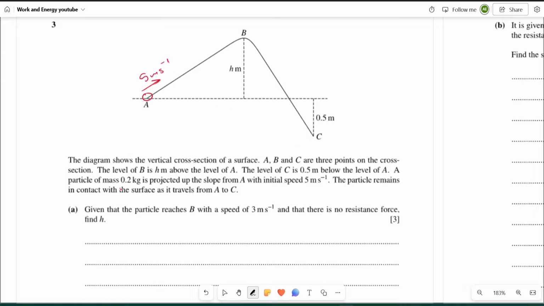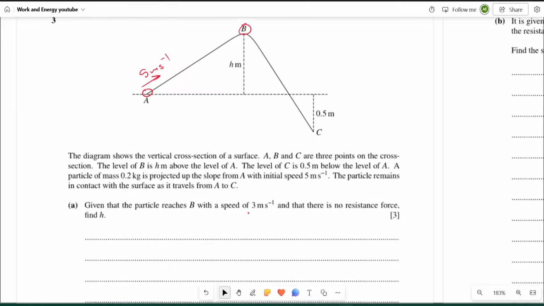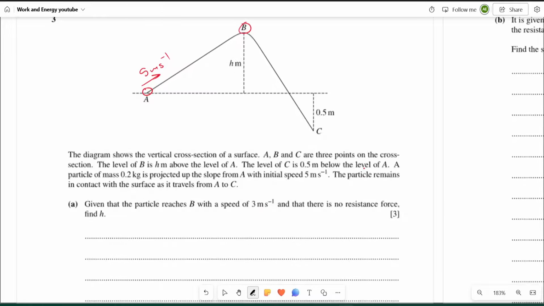The particle remains in contact with the surface as it travels from A to C, so it doesn't shoot up over here. No, it goes like this, and then it's basically attached to the surface. Given that the particle reaches B with a speed of 3 meters per second and there is no resistance force, that tells me that there is no work out. Find h. So let's write it again. Work in minus work out equals change in KE plus change in GPE.